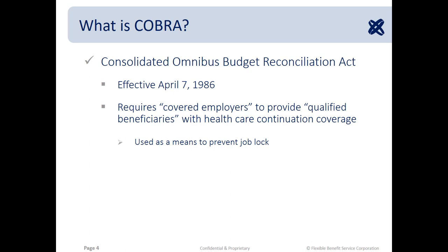The Consolidated Omnibus Budget Reconciliation Act, or COBRA for short, is a federal law that became effective on April 7, 1986. This law requires covered employers to provide qualified beneficiaries with health care continuation coverage. COBRA was originally conceived as a way to prevent job lock. Before COBRA, employees were often hesitant to leave a job due to the loss of health insurance.